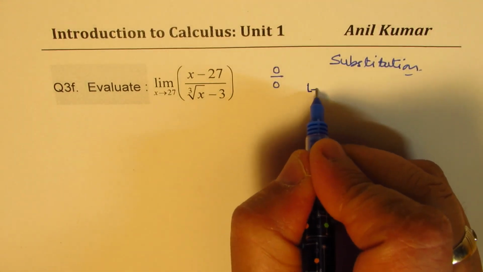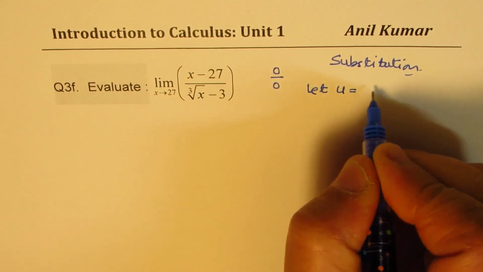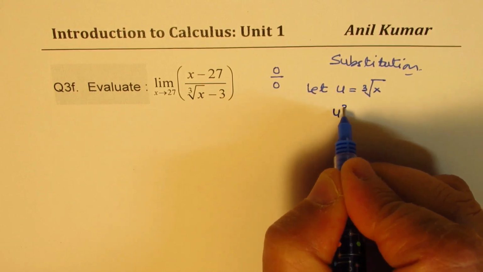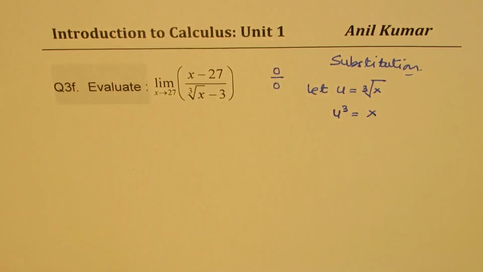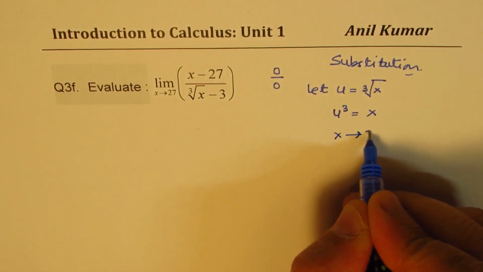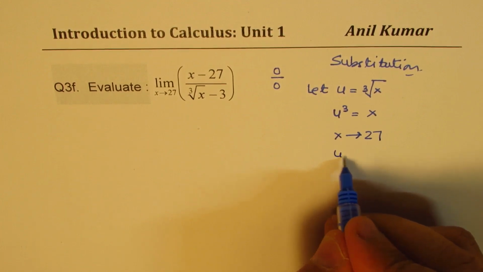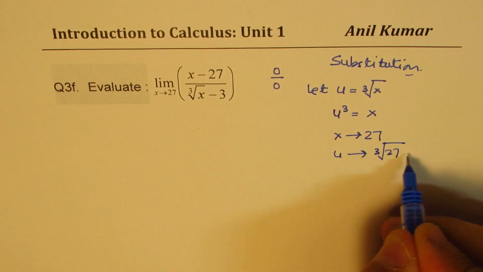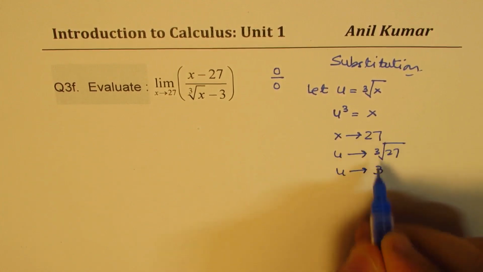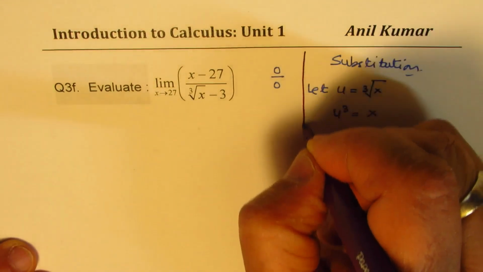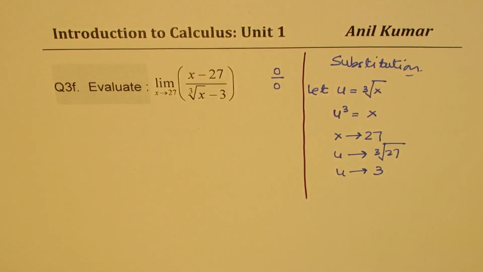Let us say that u is equal to the cube root of x. In that case, u cubed will be equal to x. This is the first thing, correct? Second is the limit. When x approaches 27, u approaches what? u approaches the cube root of 27, correct? So u approaches 3. Do you see that? These things are important. Whenever you do substitution, you have to also see how the limit changes.